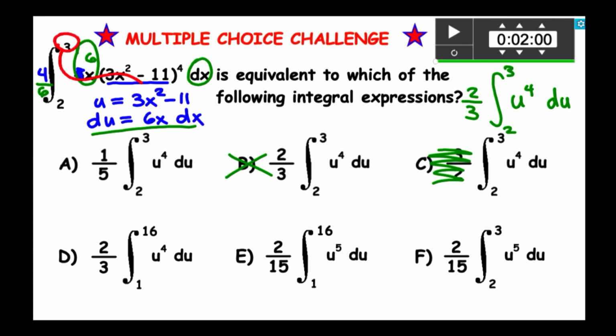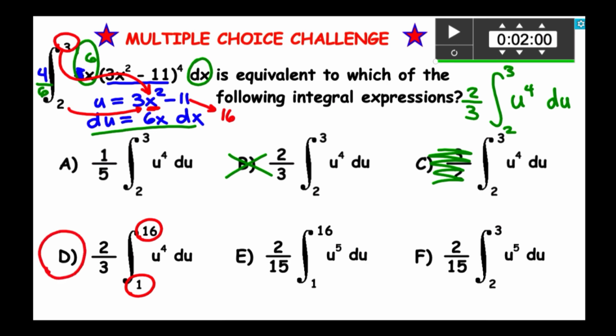Okay, let's see. 3 squared, that's 9. Times another 3, that's 27 minus 11. 27 minus 11 is 16. Oh my gosh. And if you try the 2, same deal. 2 squared, that's going to be 4 times 3. 12 minus 11 is 1. That's your correct answer, choice D.